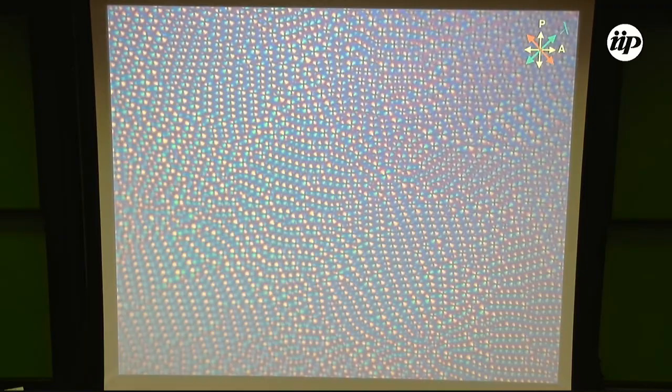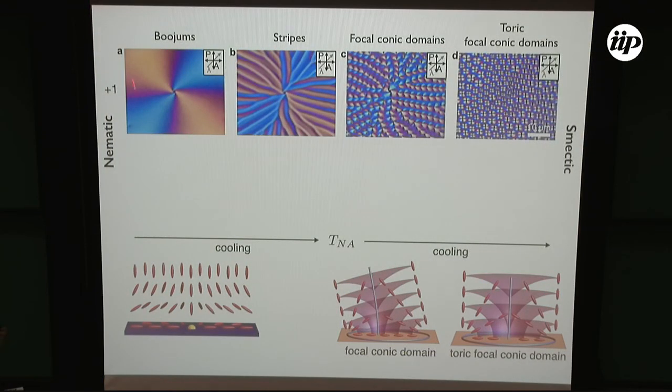Okay, so this is beautiful, but what's going on here? We knew the nematic phase has occasional Boojums. We knew the smectic phase, its ground state, is toric focal conic domains. We didn't know before if there was any morphology connecting the two. Now we have these two new morphologies, the stripes in the nematic phase just above the transition temperature, and the focal conic domains just below the transition temperature that provide a pathway from one structure to the other.